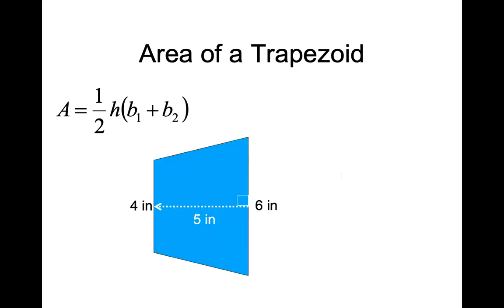If the trapezoid is flipped sideways, it doesn't change the bases. The bases are the parallel sides, not necessarily the sides on the bottom and the top. Okay. 4 and 6 are the two parallel sides. The height will come from one of the parallel sides to the other one for trapezoids.